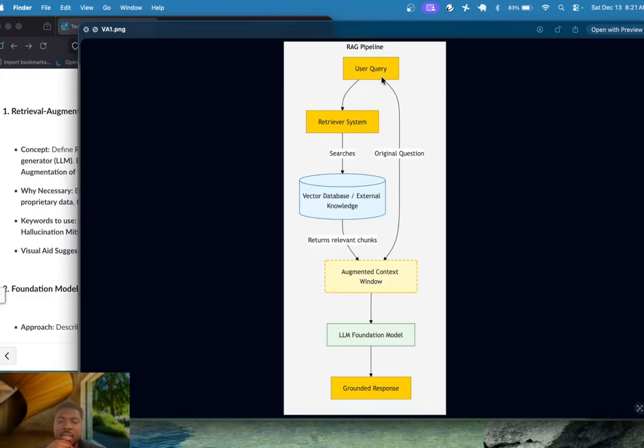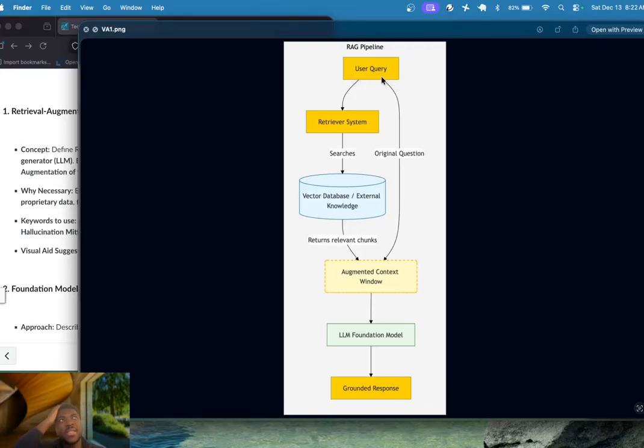Next is, I'd say, the critical step: augmentation. Those retrieved factual chunks are then added into the context window of the prompt alongside the original question, and then the large language model generates an answer based on that specific provided information.